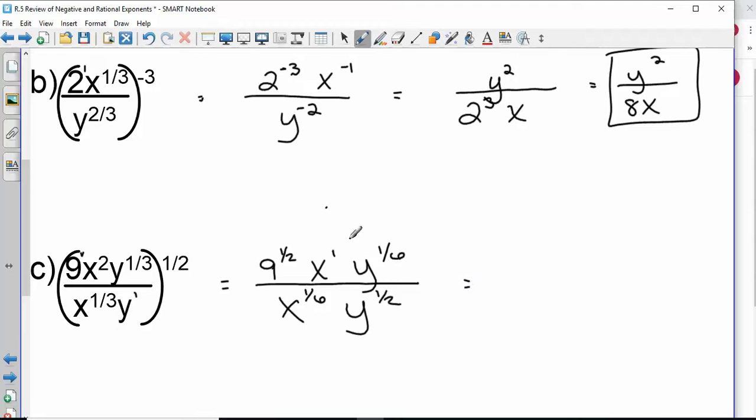9 to the 1/2. Remember we talked about a fraction exponent is the same as a radical. So 1/2 just means it's the square root of 9, which is 3. Okay, my x's, they're on top and bottom, so we subtract exponents. And it will end wherever you have a bigger exponent. So which one is bigger, 1 or 1/6? 1. That's on top, so this will be on top. And then you're just doing 1 minus 1/6.